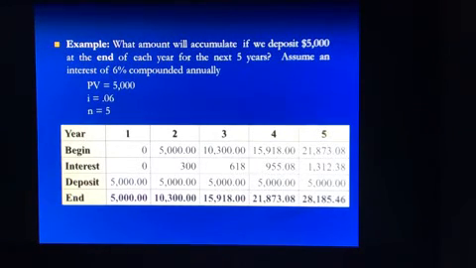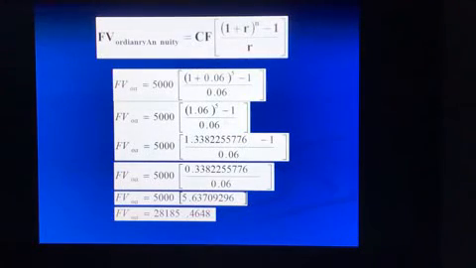At the end of the year the opening balance will be 5,000, and now we will get the interest at the rate of 6%, which is 300. And at the end of the year again 5,000 is deposited, so the total balance in our account is 10,300. Similarly, we will make all the calculations and by the end of the 5th year we will have $28,185.46 in our account. This is the future value of annuity.